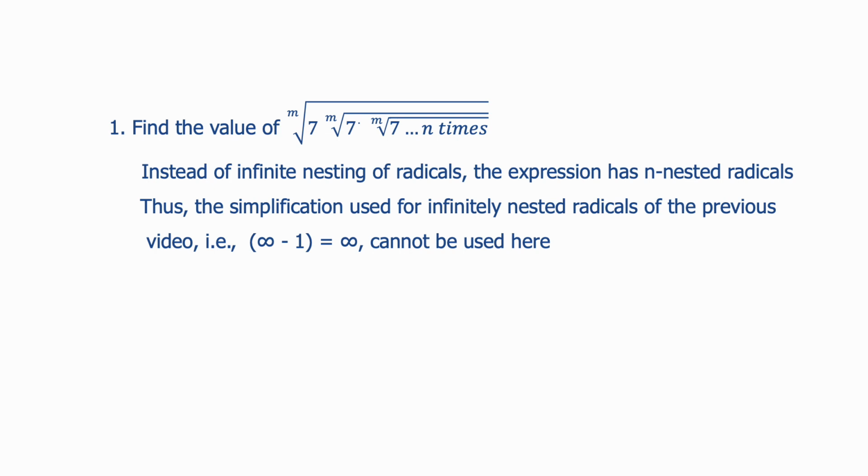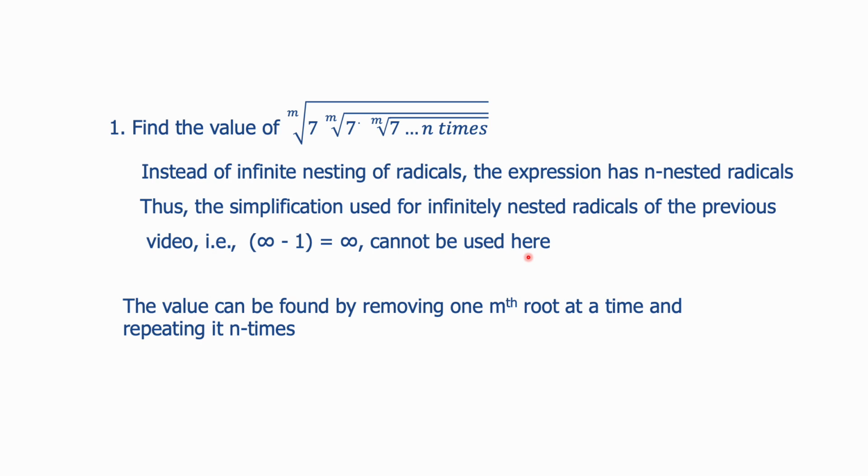For example, we'll be considering the mth root of 7 multiplied by the mth root of 7 multiplied by the mth root of 7, and so on under the mth root, repeated n number of times. Instead of infinite nesting of radicals, the expression has n nested radicals. Thus, the simplification used for infinitely nested radicals in the previous video, that is infinity minus 1 is equal to infinity, cannot be used here. But the value can be found by removing one mth root at a time and repeating it n times.